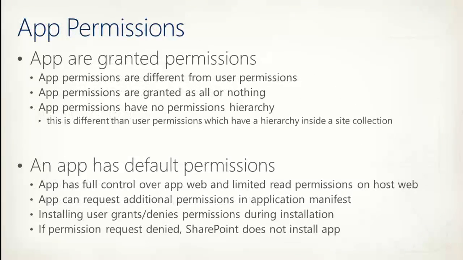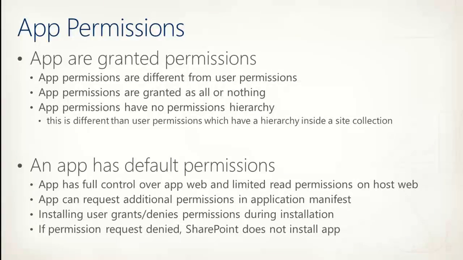Okay. Now, apps, by default, have permissions on the app web, full control, and then some very limited read permissions on the site where they were installed, or in other cases, if the host site is not the site where installed, have some permissions there. But most of the time, the app is going to have to request permissions by putting XML in the app manifest. And the idea is that when someone installs the app, SharePoint then says this app requires permissions 1, 2, and 3, and that installing user then has to grant the permissions.